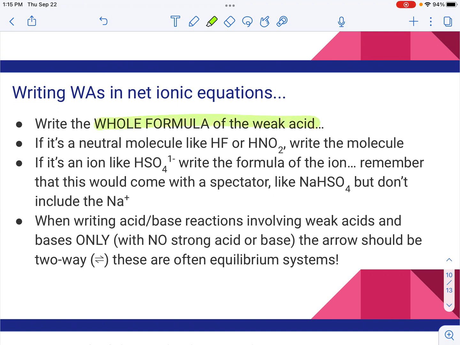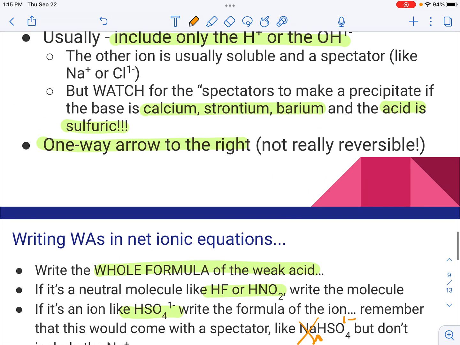Okay? With weak acids in non-ionic equations, we're going to write the whole formula of the weak acid. So if it's a neutral molecule, we're writing the molecule. If it's an ion, you're writing the ion, but we're not putting the spectators. So you have to remember, I don't have a bottle of HSO4-. It would have come with sodium, but sodium HSO4 is soluble, and so I'm not worried about the sodium ion, only about the HSO4-. Anytime you're writing weak acids and weak bases only in a reaction, then the arrow will be an equilibrium arrow. But if it's a weak acid with a strong base, the arrow will still be one way because any strong makes it a one-way arrow.